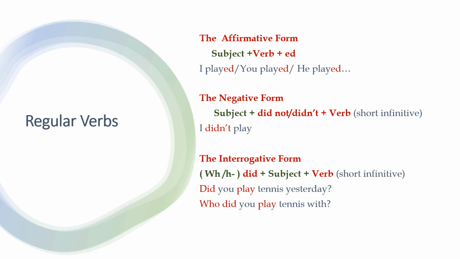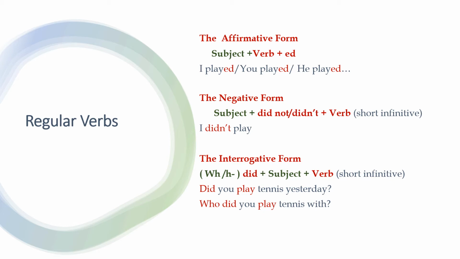For the negative form, we are going to use an auxiliary. If you remember, for the present tense simple, we used the auxiliary do. For past tense simple, we're going to use the past tense of do, which is did. So a negative sentence will have the following structure: subject followed by did not or didn't, followed by the short infinitive form of the verb. I didn't play tennis yesterday.